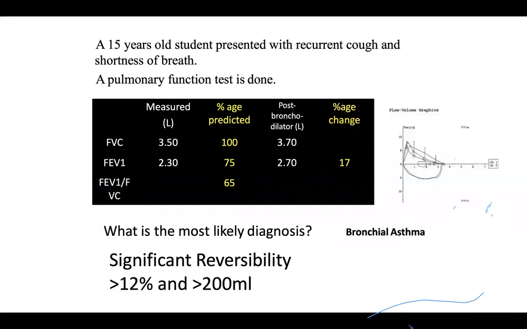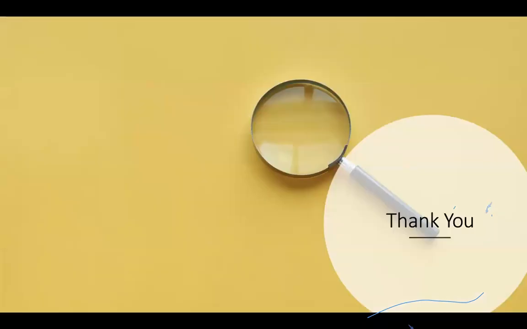Another example is a 15-year-old student. He presented with recurrent cough and shortness of breath. A pulmonary function test is done. It gives FVC as 3.5, which is 100% of the predicted for age, and FEV1 2.3, which is 75%. FEV1 by FVC is 65%. However, on bronchodilator response, it has increased more than 12%. So these are the changes that we see, and this is suggestive more of bronchial asthma. Thank you.